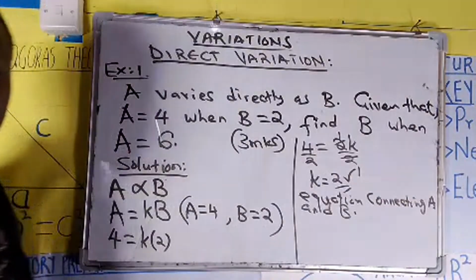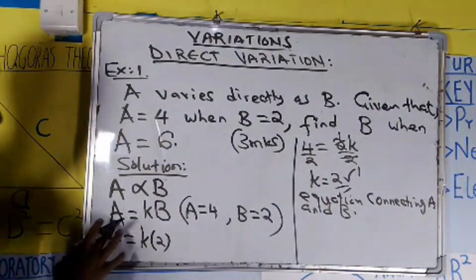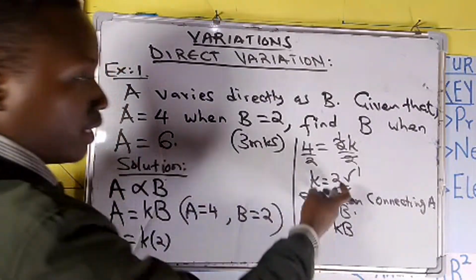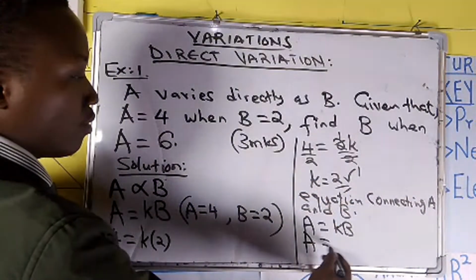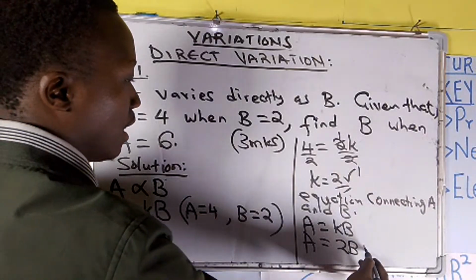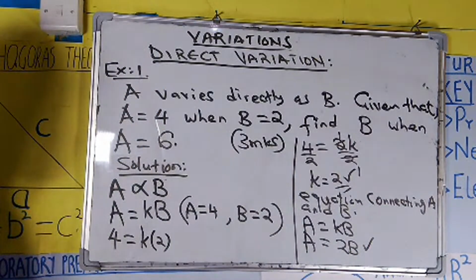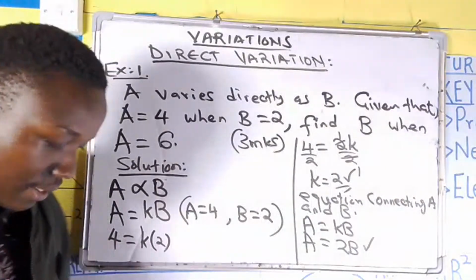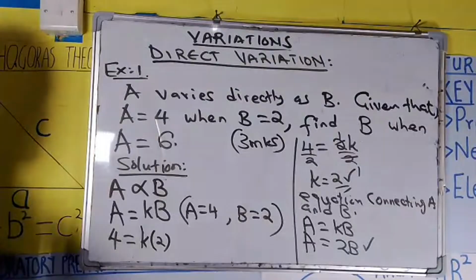The equation connecting A and B is going to be, remember we said, A equals KB. We already know our K, so A is equal to 2B. That is the equation connecting A and B. Now let us proceed to answer our question.